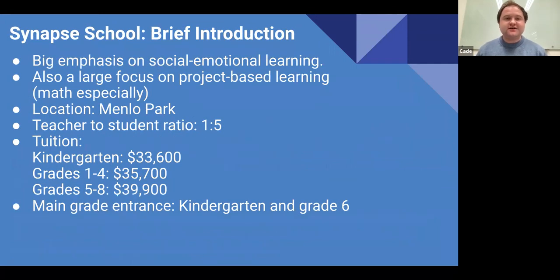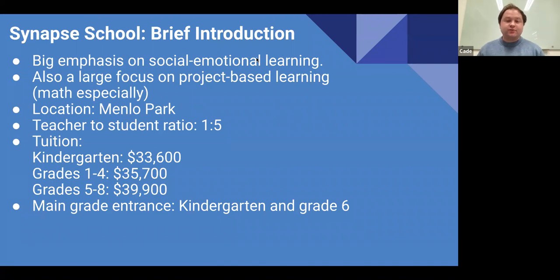And our final school here is Synapse. A brief introduction on Synapse is that there is a big emphasis on social emotional learning. They focus very heavily on this aspect, and we'll get more into that in a second. There's also a large focus on project-based learning, especially for math. The location of Synapse is Menlo Park, and the teacher to student ratio is 1 to 5.